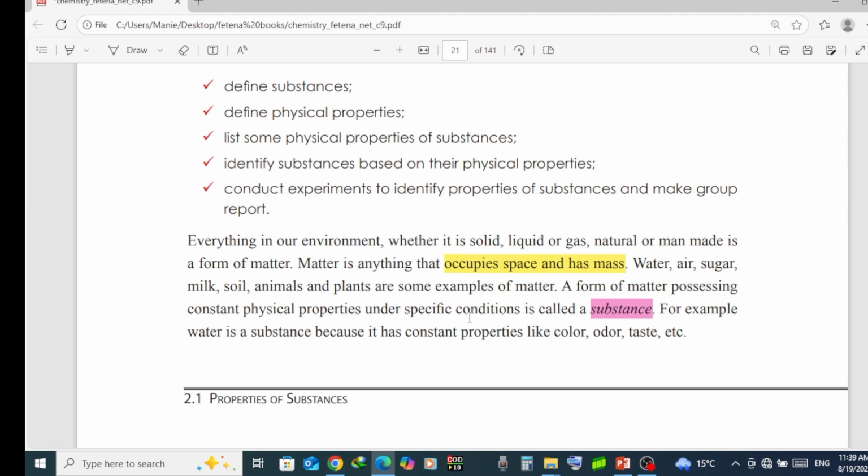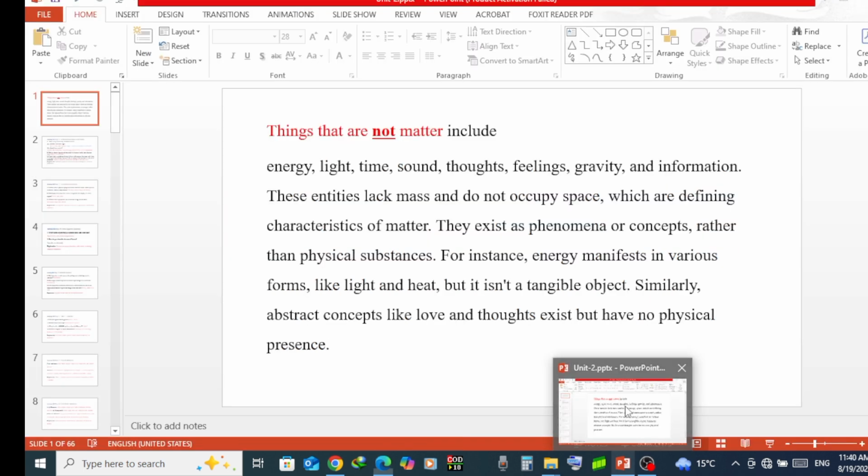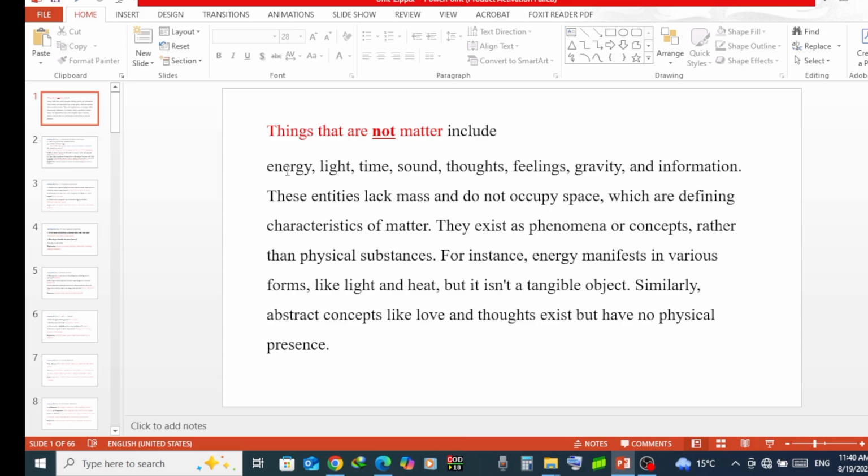So let's try to see this. Things that are not matter include energy, light, time, sound, thoughts, feelings, gravity, and information. These are some of the examples of things which are not considered as matter. Why? Because these entities lack mass and do not occupy space. Mass and occupying space are the defining characteristics of matter.